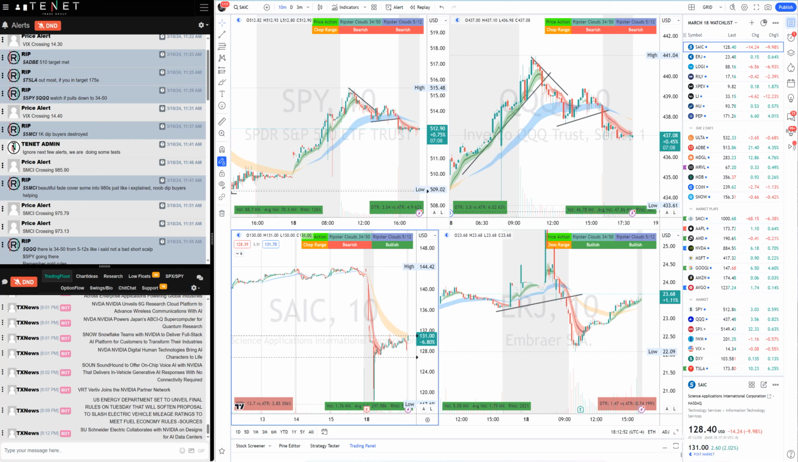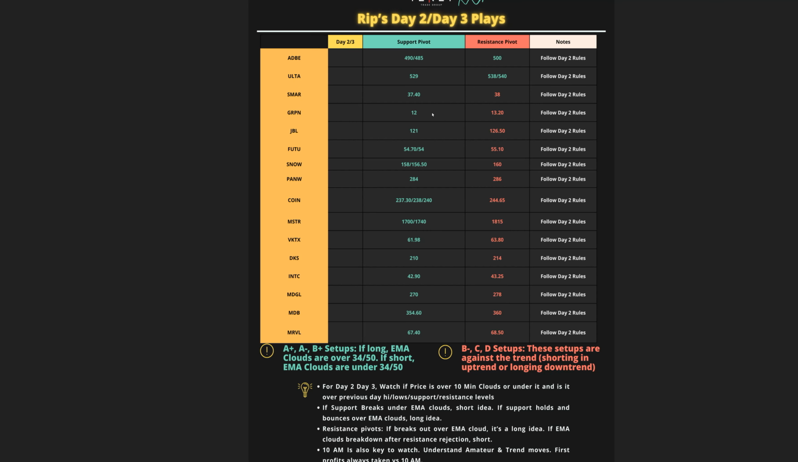Apart from that, we have our repeatable day 2, day 3 setup. Those are the setups that I introduced, which we call our day 2, day 3 setups based upon EMA Clouds. We keep a watch list, and we keep watch on them every day. Today I was watching a bunch of day 2, day 3 setups, like Adobe, Ulta, Groupon, and a few others. We'll discuss how they went, and Adobe was a really big win for us today on the day 2, day 3 setup. We'll talk about it in detail as well.